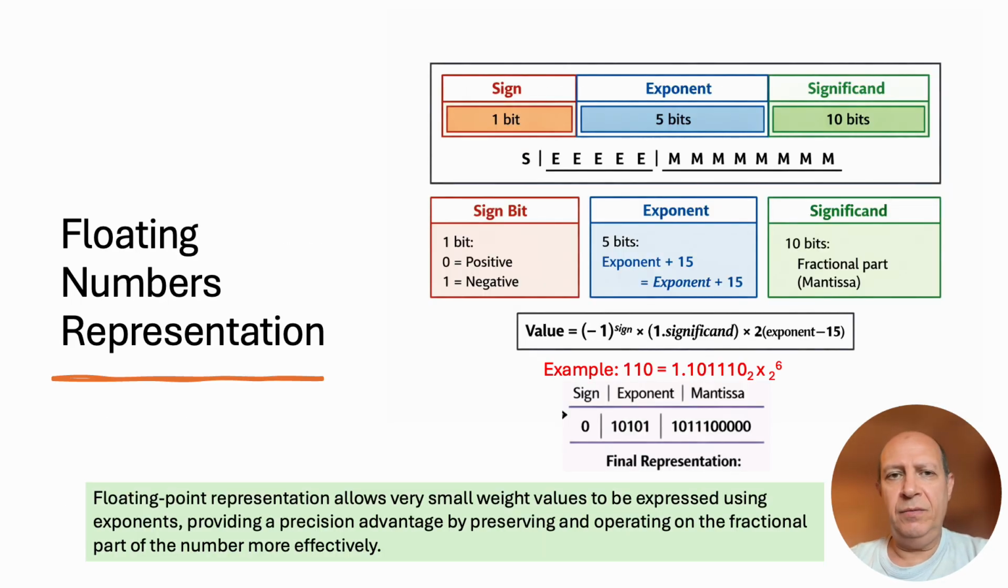As we just saw in the previous example, we represented the decimal number 110 in floating point format that is made of 3 parts. The first part is the sign bit, which specifies whether the number is positive or negative. A sign bit of 1 means the number is negative, while a sign bit of 0 means the number is positive. The second part of the format is the 5 binary bits dedicated to represent the exponent value after adding 15 to it. So 6 plus 15 is 21, and that goes into the exponent part in the 5 bits side.